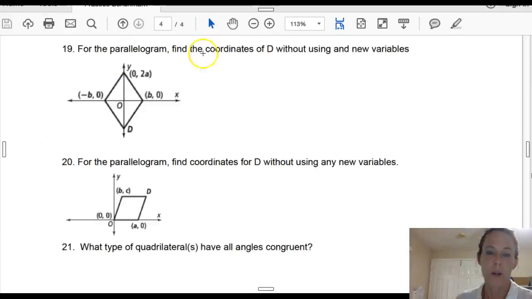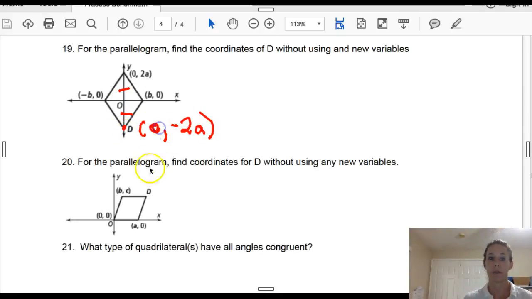All right, for this parallelogram, find coordinates D without using any new variables. Now in a parallelogram, you know diagonals bisect each other. So that means this length would have to be equal to this length here. So if I go up 2a, this is the point over 0, up 2a. If this length is the same, I would have to go down 2a. So the coordinates for this point would be over 0 on the x-axis, I don't move anywhere on the x-axis, and I go down 2a, negative 2a. And there's my coordinates for D.